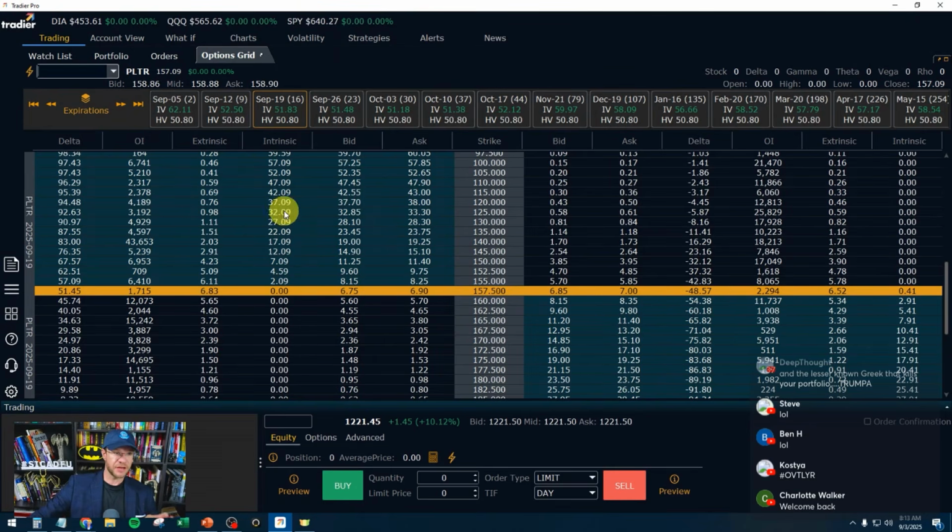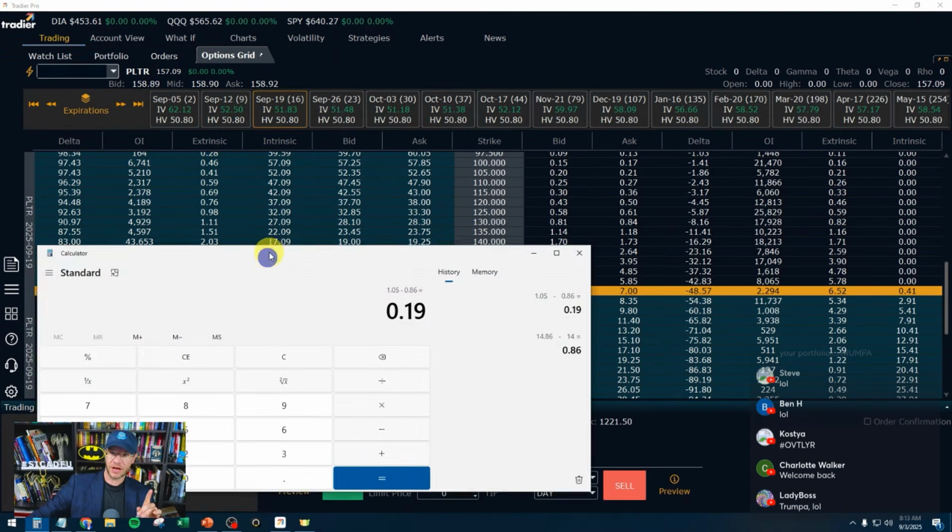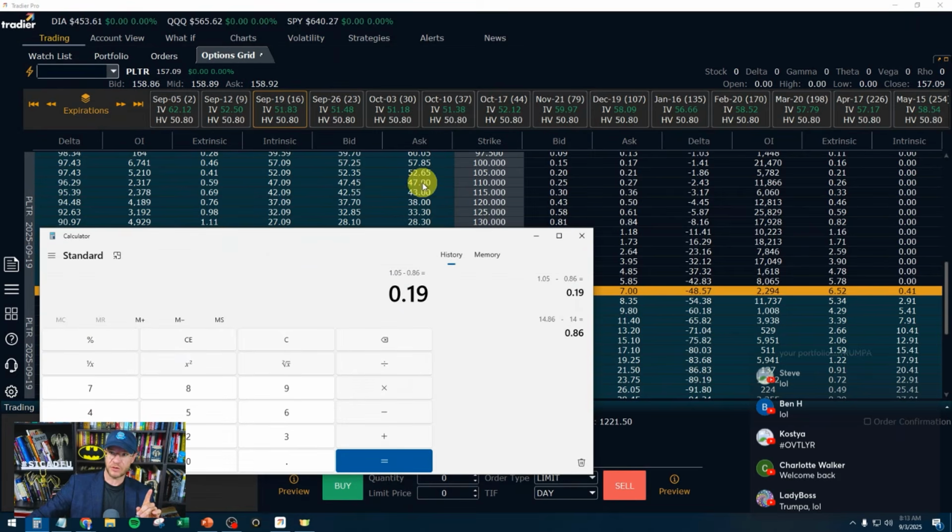Intrinsic value is the calculation between the price of the stock and the price of the strike. We know that for sure. We don't have to cover that again. Now, the deeper into the money you go, the less you have to pay. We already talked about that, but also the percentage of what the extrinsic value is to the ask price.